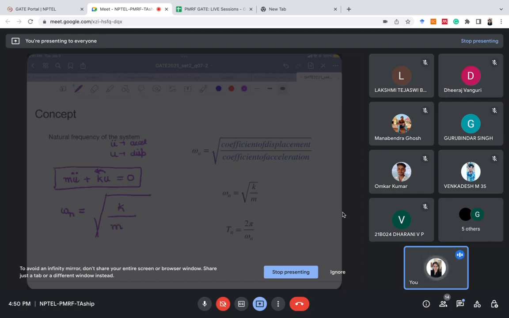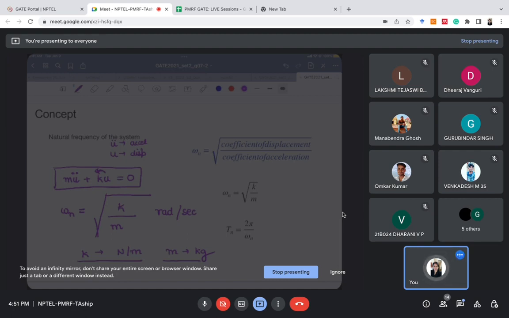Here the unit of this thing, omega n, comes out to be radian per second, for k in newton per meter and m in kg. This thing you should remember. For k in newton per meter and m in kg, we'll get the value of omega n as radian per second.